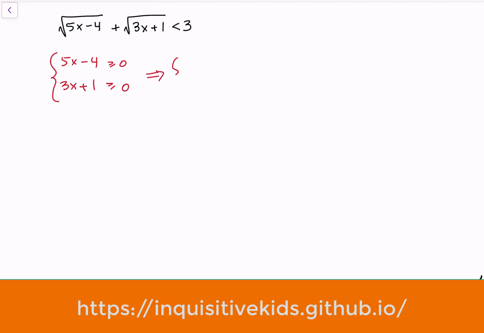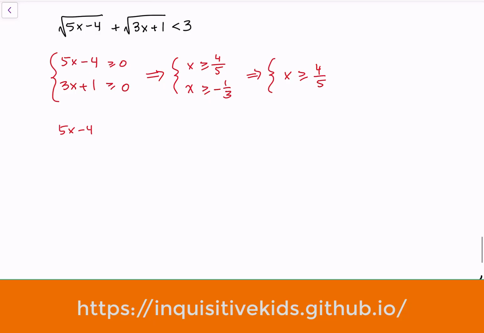Simplifying, we get x must be greater than or equal to 4/5, and x must be greater than or equal to negative 1/3. When we take the intersection of these two restrictions, we see that x must be greater than or equal to 4/5. Now we're going to square both sides of the inequality.